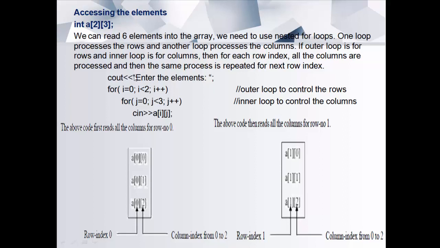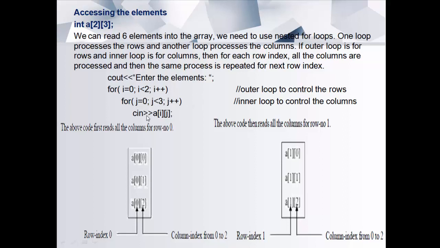So take an example: cout statement, I am writing it as "enter the elements". So the first for loop is for i equals 0, i less than 2, i plus plus. So i is initialized to 0, 0 is less than 2, yes the condition is true, then it will go to the next for loop, that is j equals 0, j less than 3, j plus plus. So here I am initializing the j value as 0.